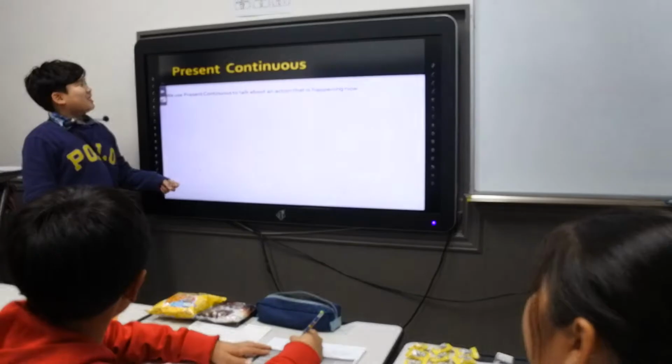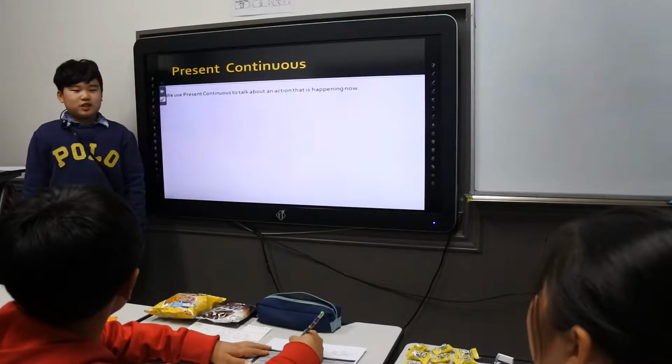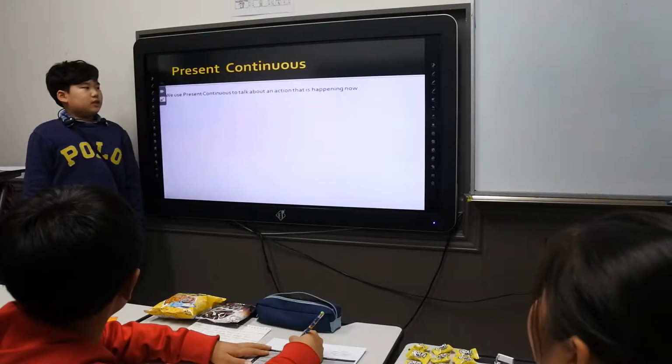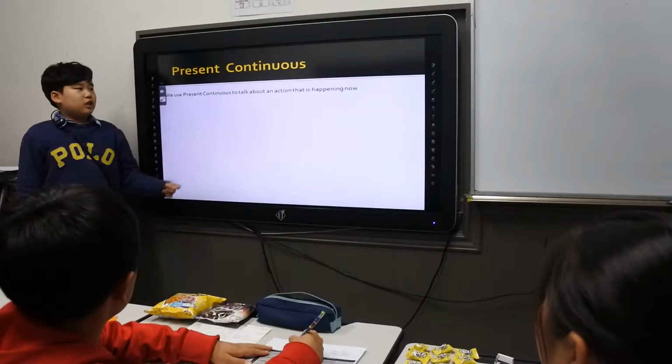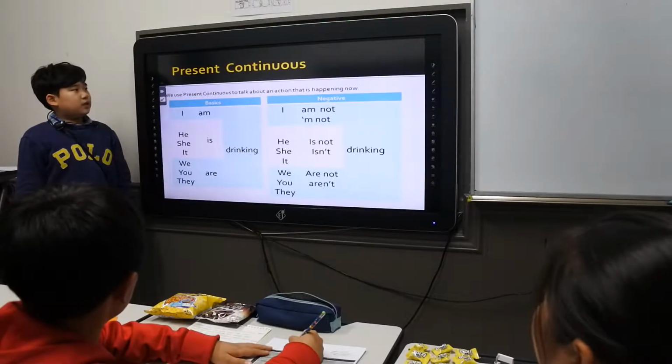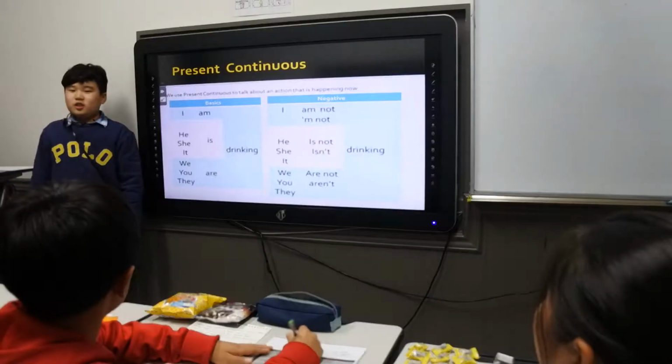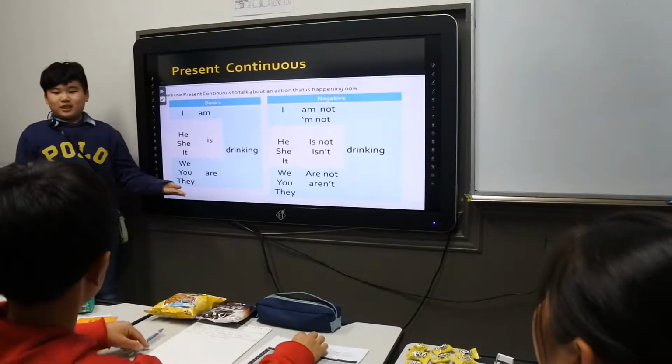So, today we will learn about present continuous. We use present continuous to talk about an action that is happening now. This is the chart about present continuous. Who wants to talk about this?